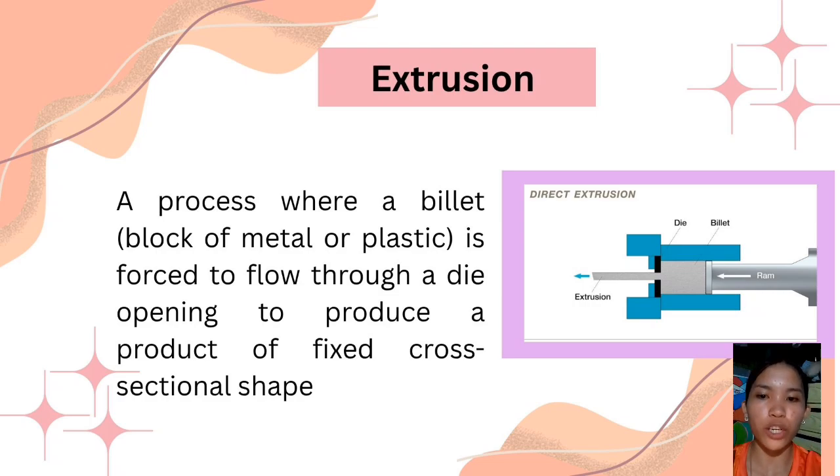So first, let us discuss what extrusion is. Extrusion is a process where a pellet or block of metal or plastic is forced to flow through a die opening to produce a product of fixed cross-sectional shape.